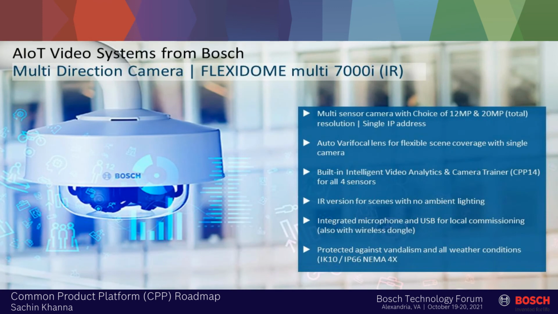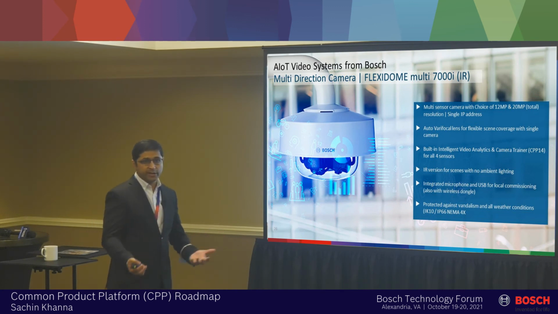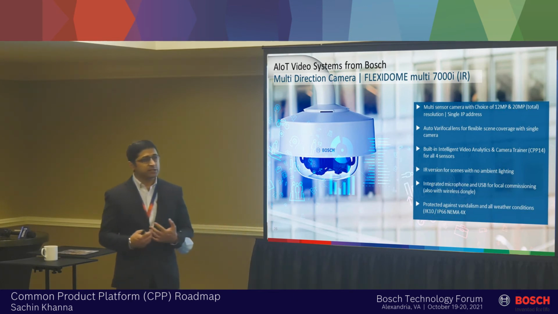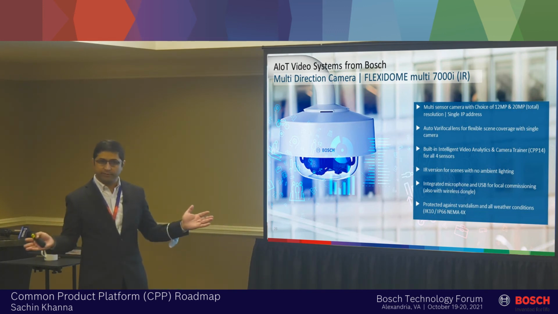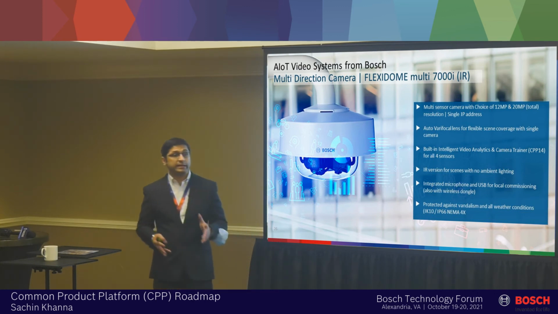Then our family of our multi-sensors. So this is a 4-head camera. So there are 4 camera heads inside a single housing, right? So total resolution you can get out of this, we have 2 versions, a 12 megapixel and a 20 megapixel, all connected via one single IP address. So when you are integrating in a VMS system, it's basically one IP address. You get 4 streams. All of these cameras have an auto varifocal lens, so you can actually position them in any direction, and you can have different fields of view on these cameras. All of the 4 heads support video analytics, all running at the same time.